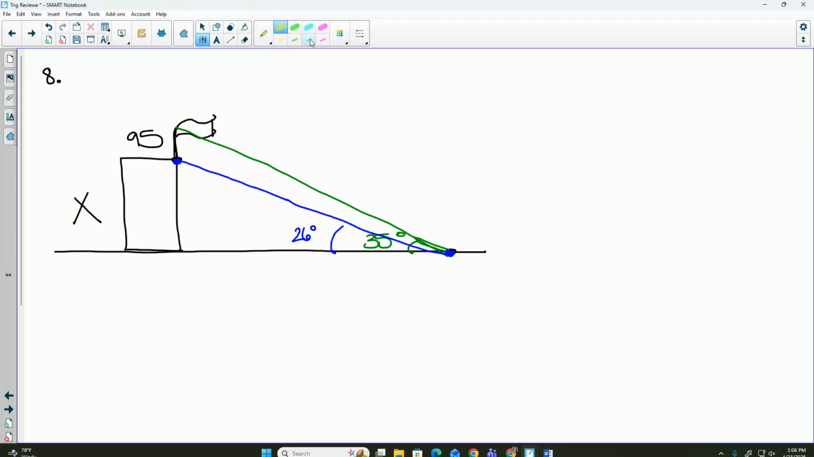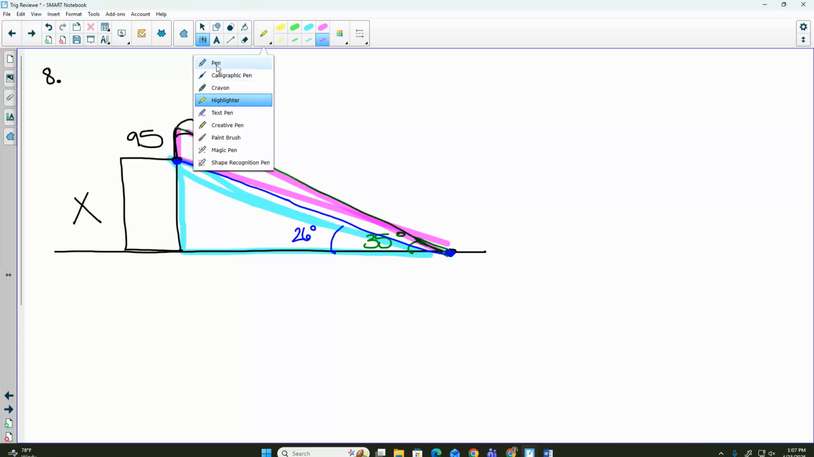Now, there are different ways of doing it. We have 3 triangles in this picture. We have the whole triangle. We have this triangle right here. I could draw a straight line. And then we have this little triangle up here. They share this side in between, so let's call that y.